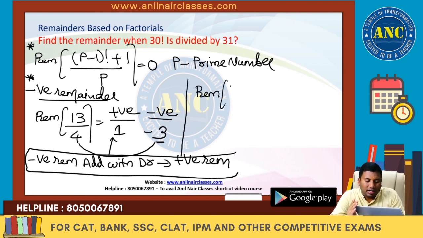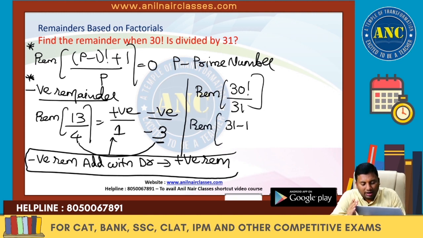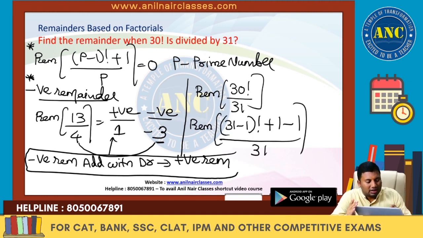Remainder 1. 30 factorial divided by 31. This can be written as 30 factorial is 31 minus 1 factorial. I am adding 1 and subtracting 1 when divided by 31. 31 minus 1 factorial plus 1 minus 1. P minus 1 factorial plus 1 when divided by P.